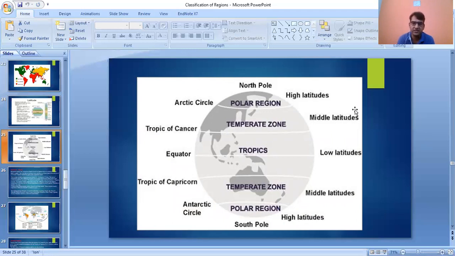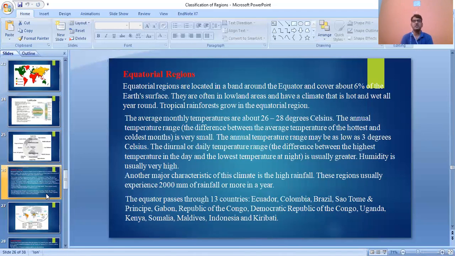So all these regions found at different latitudes have different characteristics. We'll see those characteristics. So let's start with the equatorial regions. We'll see which are the equatorial regions of the world. Equatorial regions are located in a band around the equator, which covers 6% of the surface. They are found at the equator, at the central part of the earth, and the equatorial region covers 6% of the land area of Earth's surface. If you take 100, 6% of land falls in the equatorial.